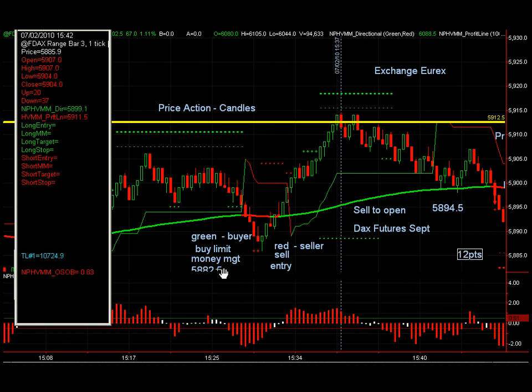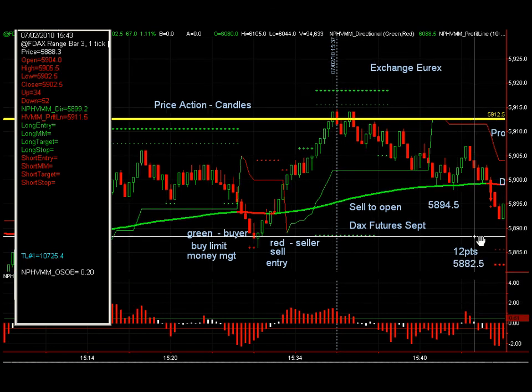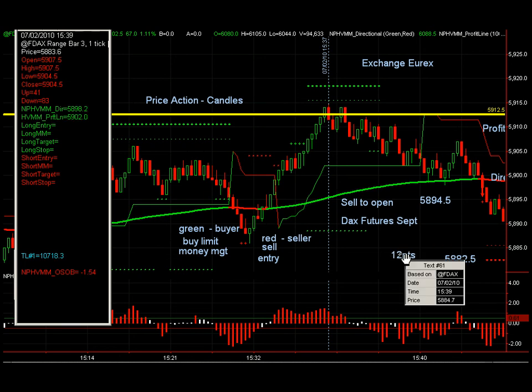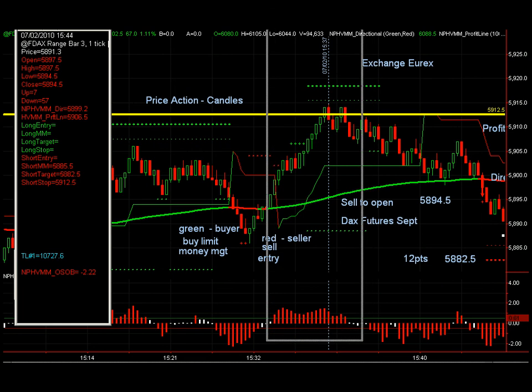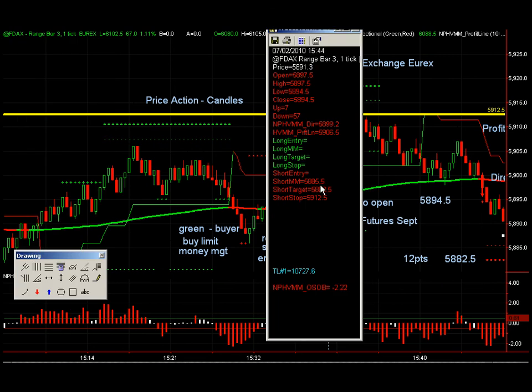We're going for a target of 5882.50. You can see our money management level, which is the small dots, and there's our full target. So we want price to push down from 94.50 to 82.50. We want to take 12 points of profit. Once we get into our trade, let's have a look at the details of the trade. Our calculator does all the work. There's our money management. That's the level at which we're going to bring our stop to what we call break even, or our entry.